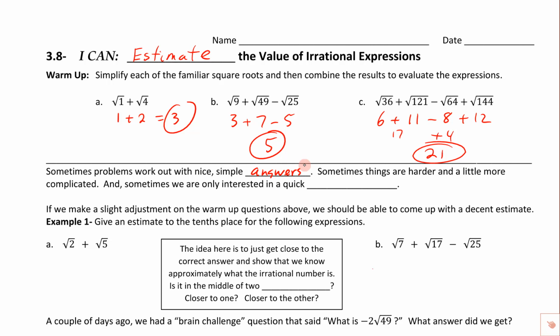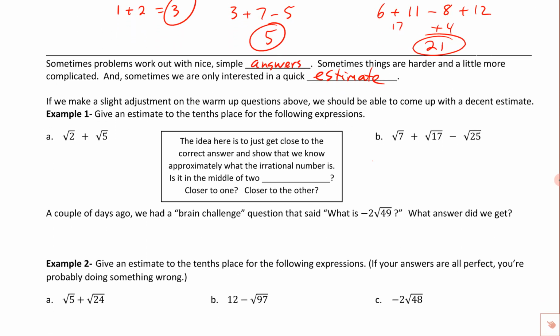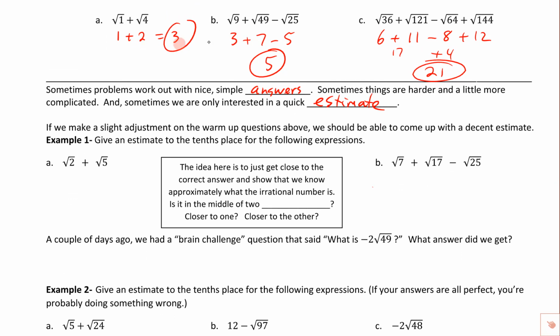And then other times things are a bit more complicated, more difficult, and then sometimes we're only interested in getting a quick estimate. We just want to get close to what the correct answer is, because all we need is, do I have enough money at the grocery store? Have I got enough material to finish this project, or whatever it happens to be? Okay? So if we make a really slight adjustment on what we did up above, it's going to make things pretty easy, and we should be able to come up with a decent estimate.